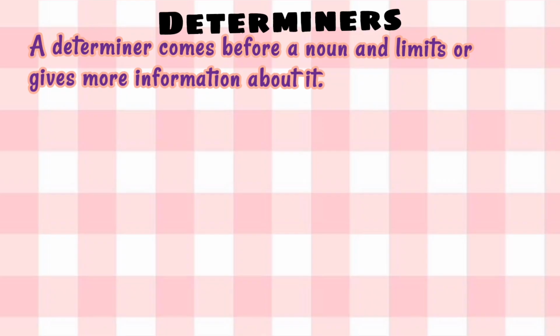A determiner comes before a noun and it limits or gives more information about the noun. You see, determiners are not adjectives, let that sink in. However, some words can be ambiguous, meaning that they can have more than one meaning and one usage. They can appear either as a determiner or an adjective depending on how you use it in your sentence.